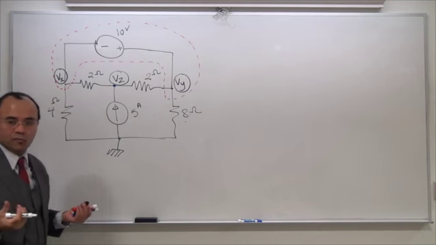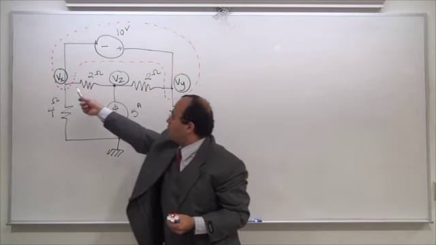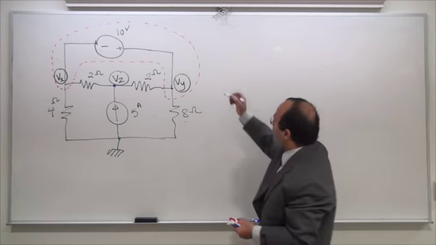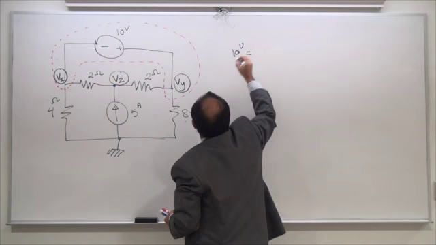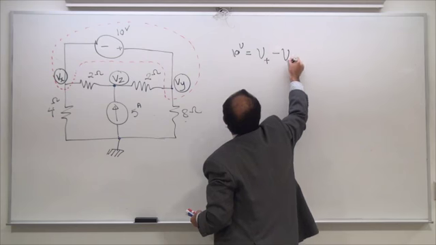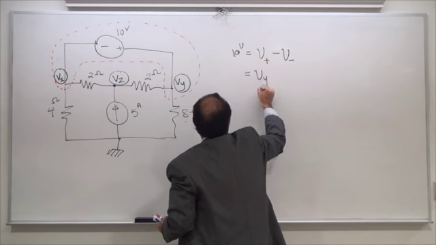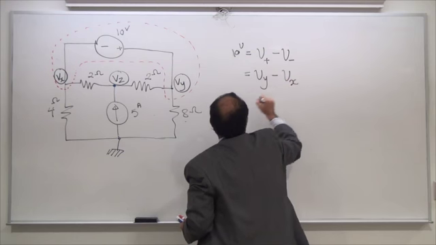I have 3 nodes. But I know Vy and Vx are tied together. I know 10 volt is equal to the plus side minus the minus side. The plus side is attached to Vy. The minus side is attached to Vx.